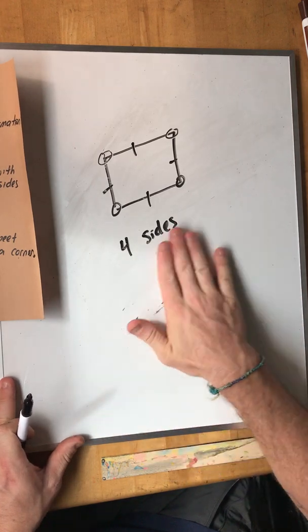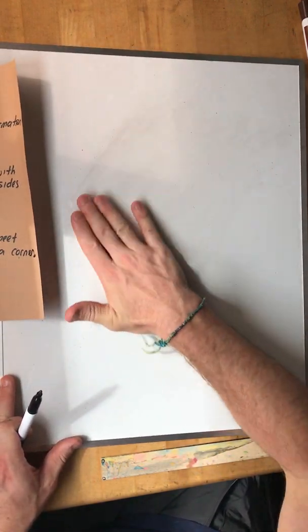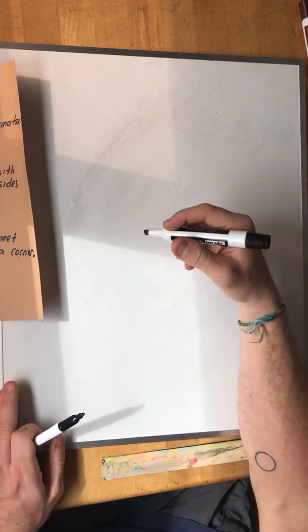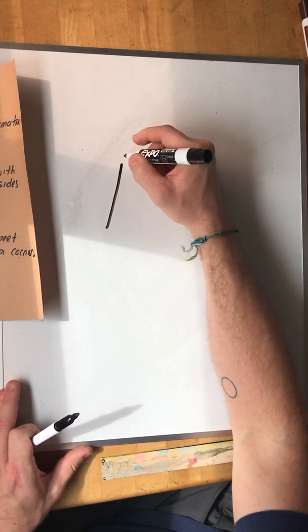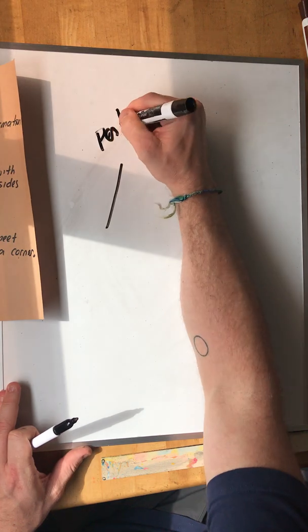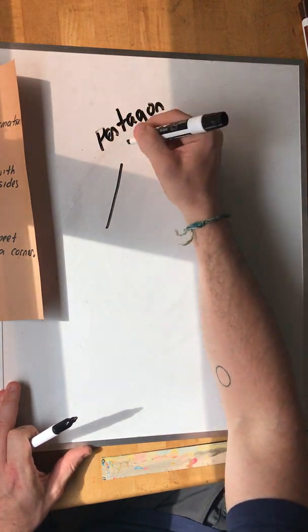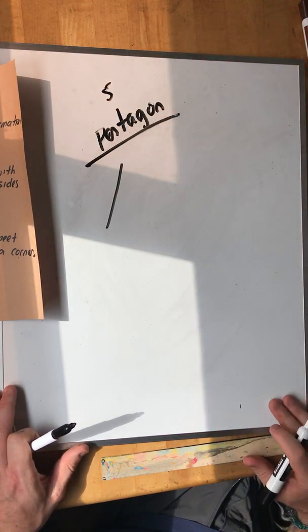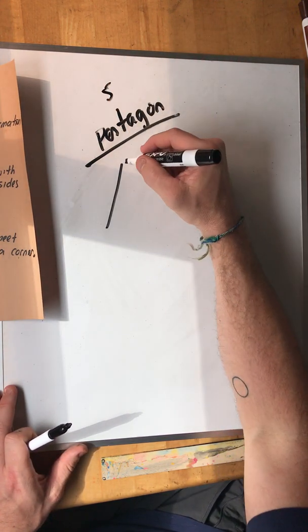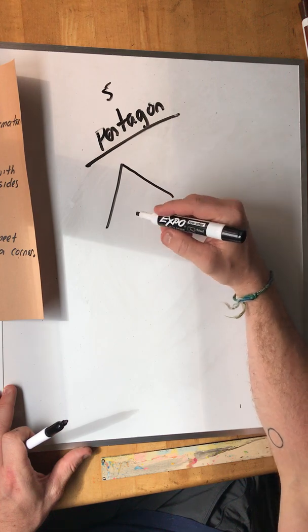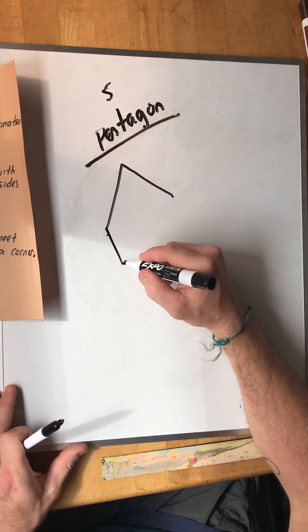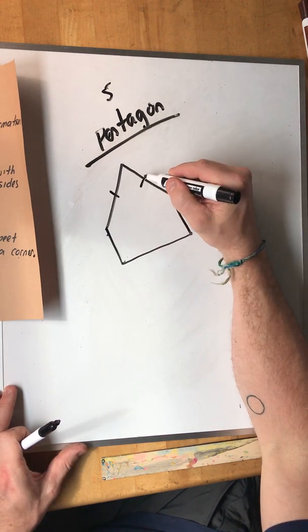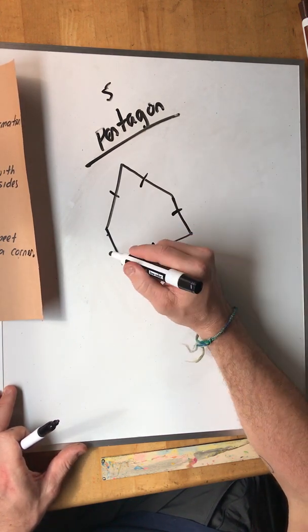Okay, this was a quadrilateral. I'm erasing the quadrilateral. We did the triangle. We did the quadrilateral. And now we're going to do something called a pentagon. A pentagon has 5 sides and 5 angles. 1, 2, 3, 4, 5 sides.